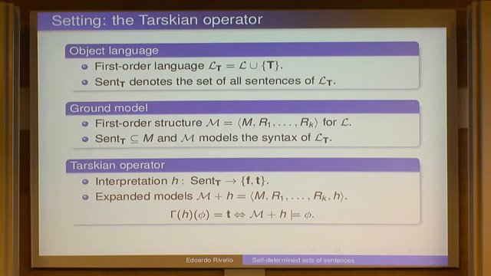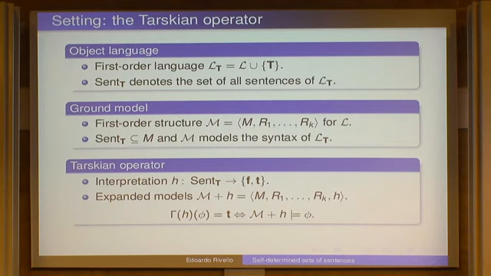And then we can define the Tarskian operator gamma: for each total function h, we get another total function, defining that gamma h of sentence phi is true if and only if the sentence is true in the expanded model, in the standard model theoretic Tarskian notion of truth in a model.